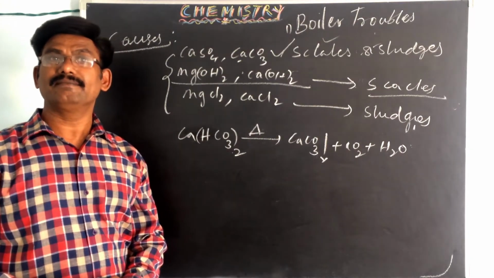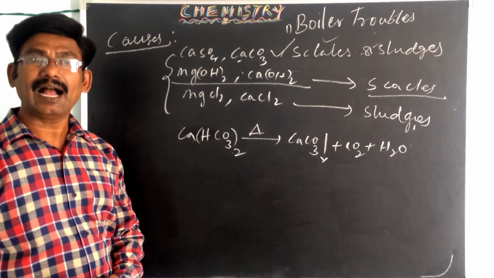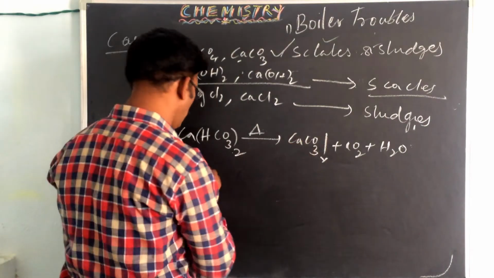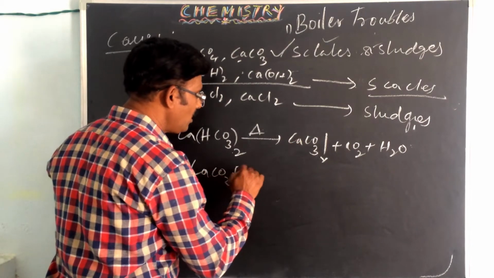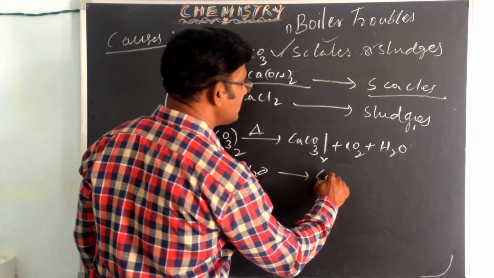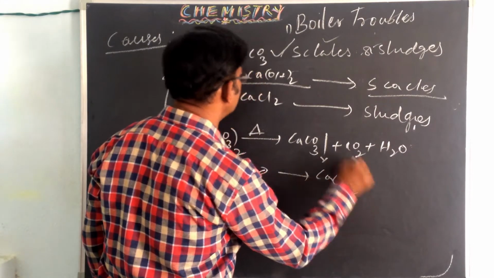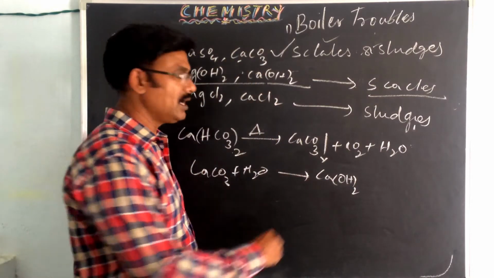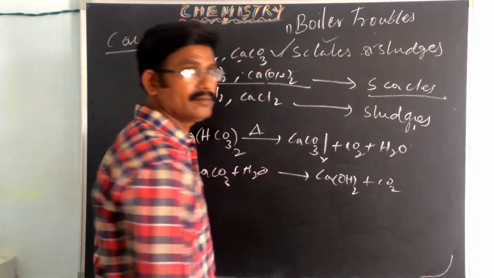calcium carbonate, when it is hydrolyzed, meaning it reacts with water, forms calcium hydroxide and carbon dioxide.